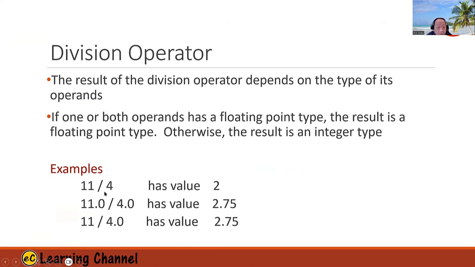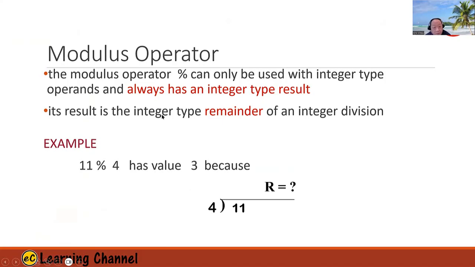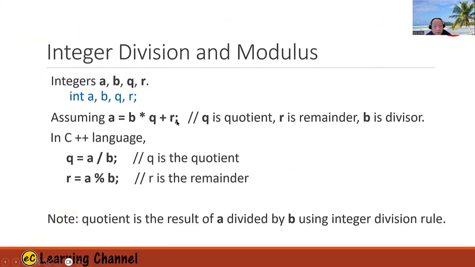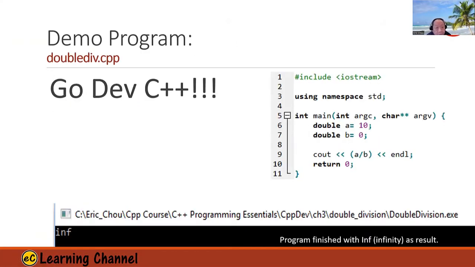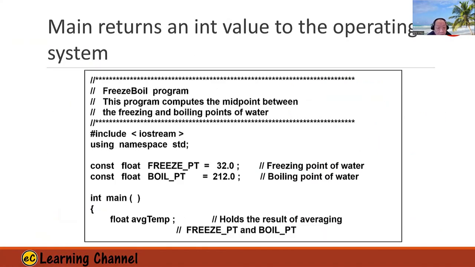So division, you have integer division, you have floating-point division. This is the same as Java's rule. Okay, so this is the same. Modulus the same. Okay, so we don't repeat this. These are the same. Because it's the same, we don't waste our time.